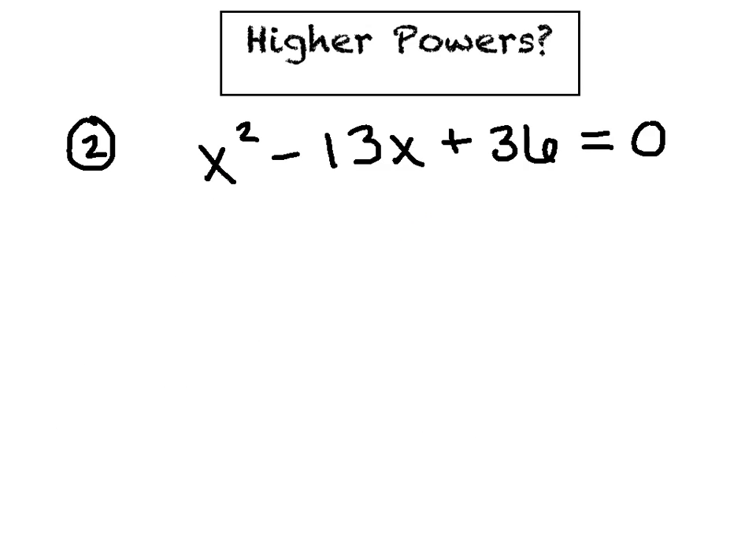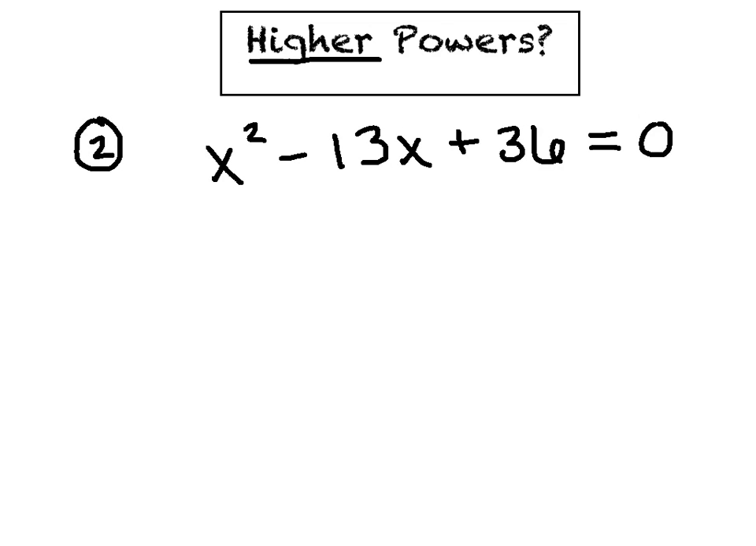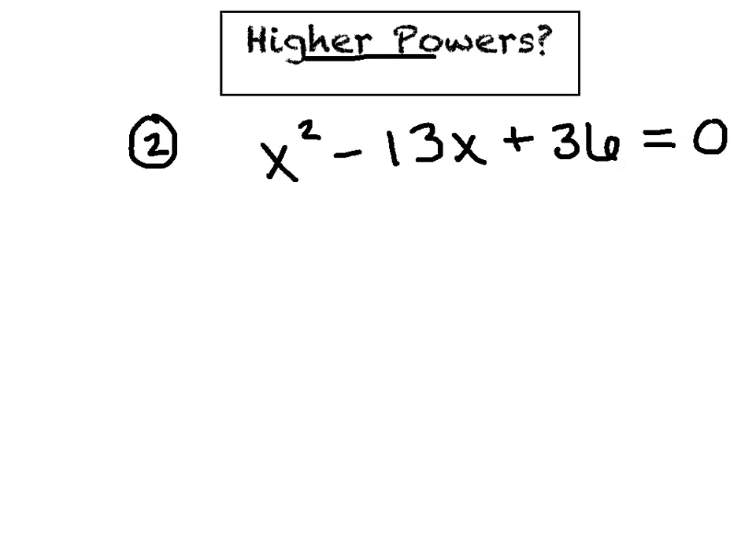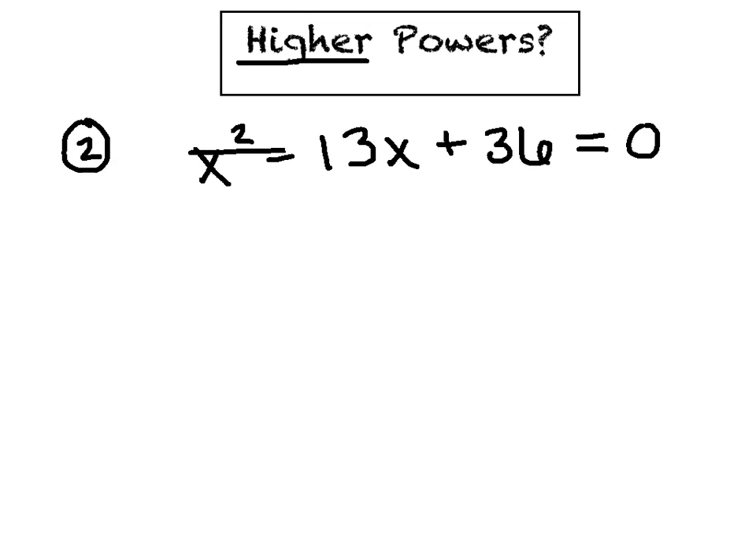For our second example, I want to look at the trinomial x squared minus 13x plus 36. And perhaps you were wondering at the beginning of today's lesson what we really meant by higher powers. But instead of staying with x squared minus 13x plus 36, I'm going to tweak the exponents just a little bit. My eraser's not working really well, so we're just going to cross that off.